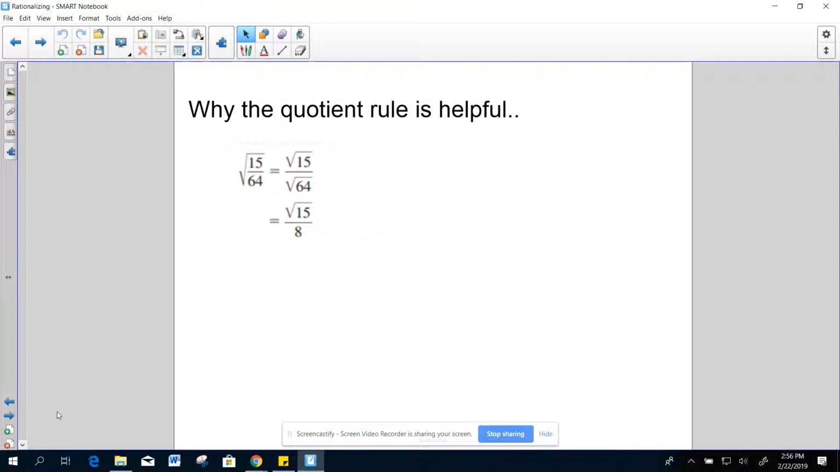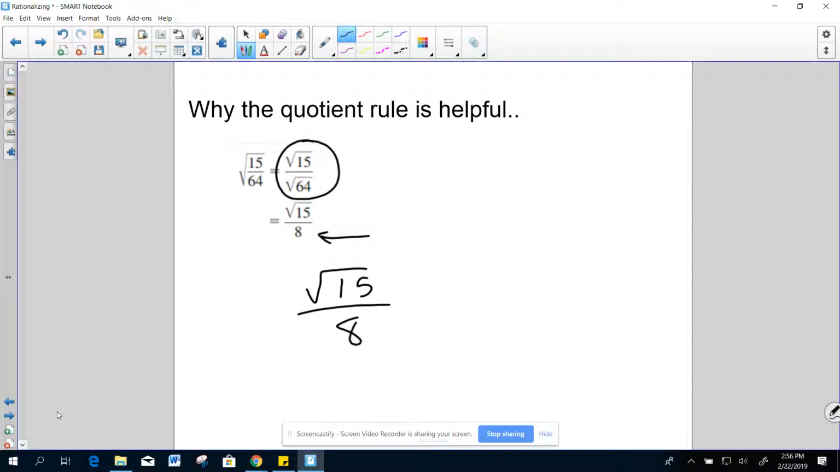The reason this rule is helpful is notice that we started off with the square root of 15 over 64. We can then write the radical separately into the square root of 15 over the square root of 64. I should be able to recognize that the square root of 64 is a nice number, so I can write that as 8. Since 15 cannot be broken down, my final answer is rad 15 over 8.